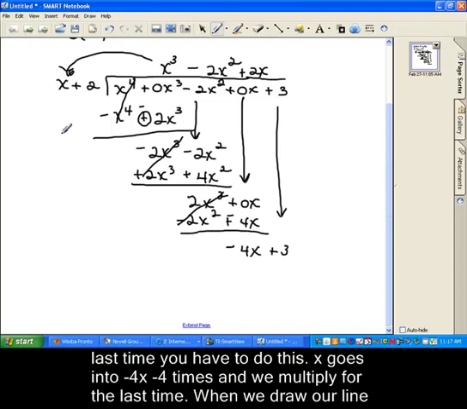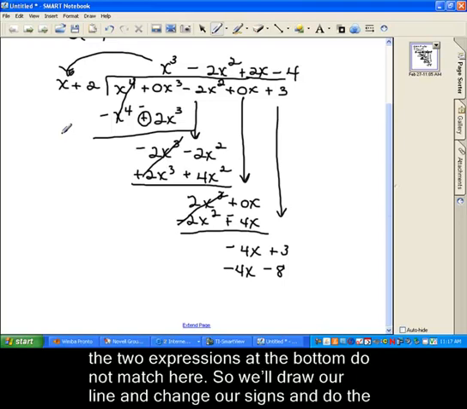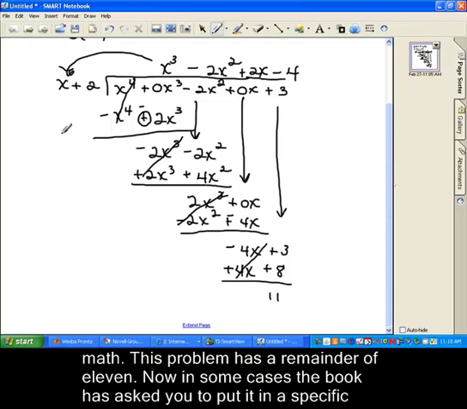X goes into negative 4x, negative 4 times. And we multiply for the last time. When we draw our line and we change our sign, we will end up with a remainder here, because the two expressions at the bottom do not match each other. So we'll draw our line and change our signs and do the math. This problem has a remainder of 11.